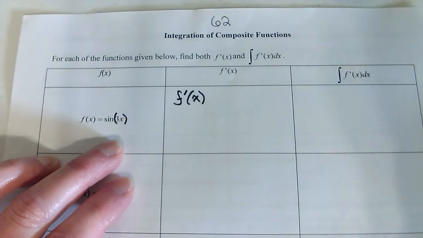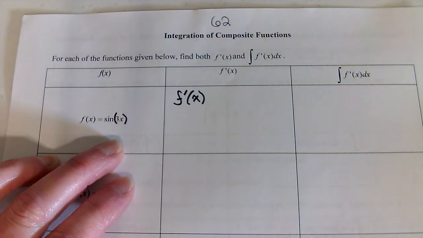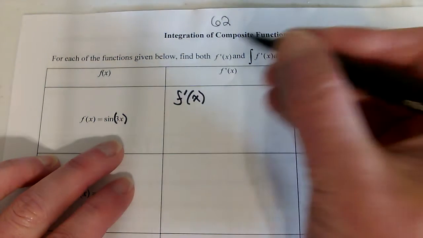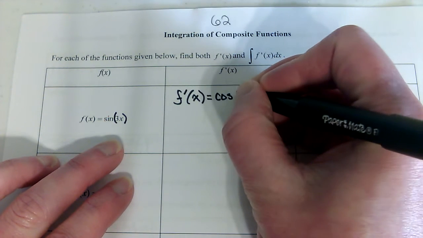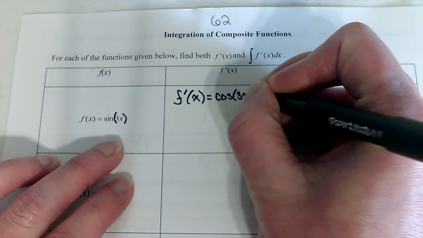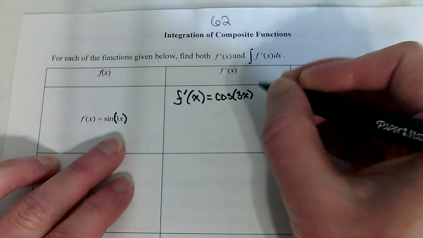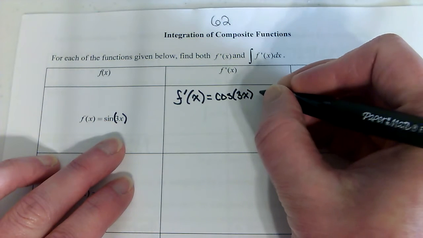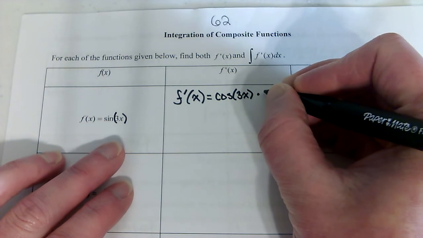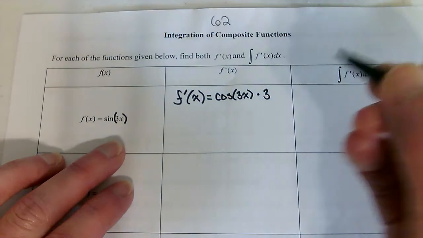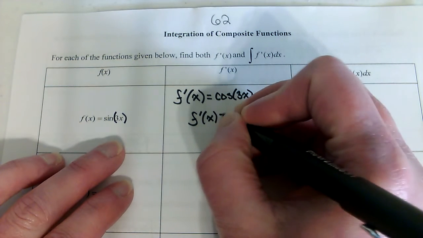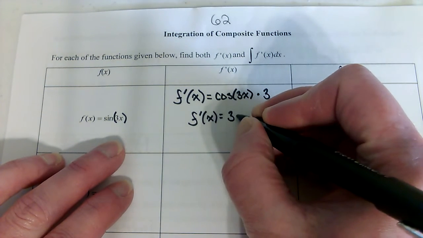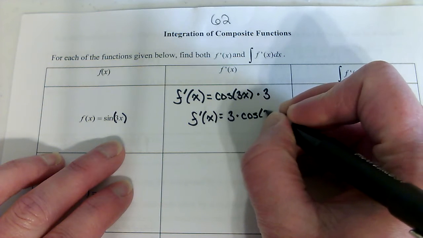we take the derivative of the outside first, eat the chocolate. So the derivative of sine would be cosine. Then we eat the peanut. We take the derivative of what's inside, so times the derivative of 3x, which is a 3. So we end up getting f prime of x equals 3 times the cosine of 3x.